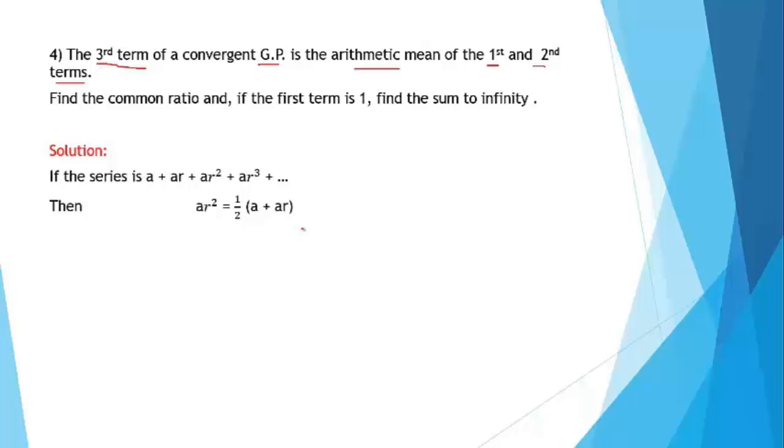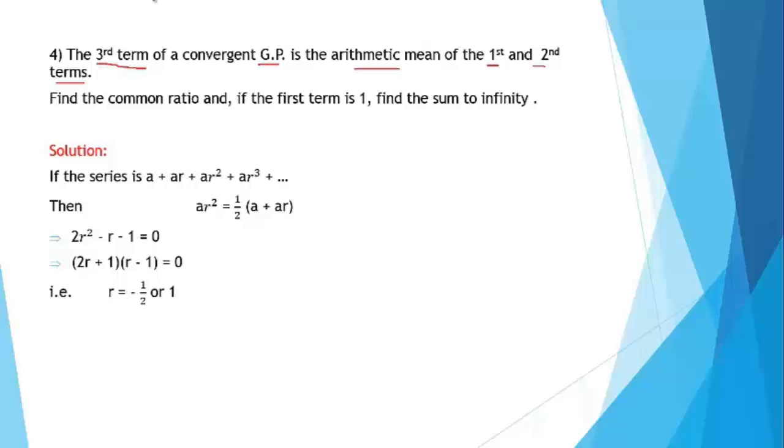By simplifying, we get 2r square take away r take away 1 equals 0. So we have taken off the a, which is common to all of these terms. And by factorizing this quadratic equation, we get 2r plus 1 times r take away 1 equals 0. So therefore 2r plus 1 equals 0, or r take away 1 equals 0. So r equals negative 1 half, or r equals 1.